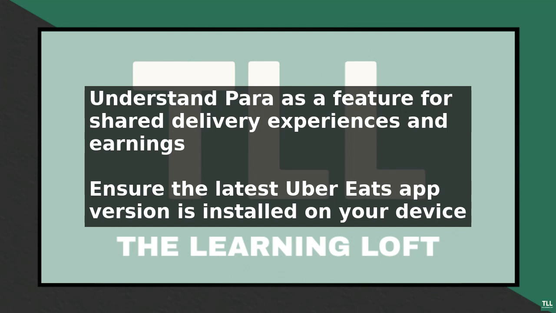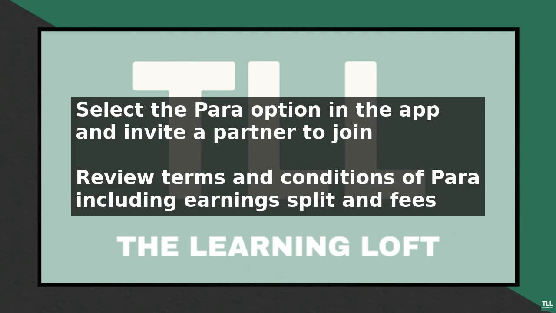Once you have selected the Para option, you will be prompted to invite a partner to join your delivery. You can invite a partner by sending them a unique link via text or social media. When your partner accepts the invitation, you will both be connected in the app.